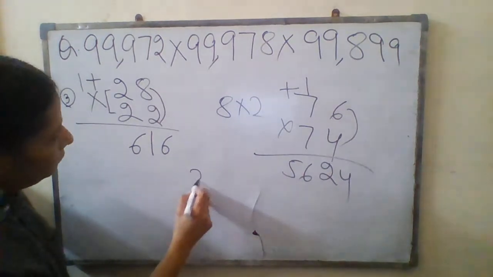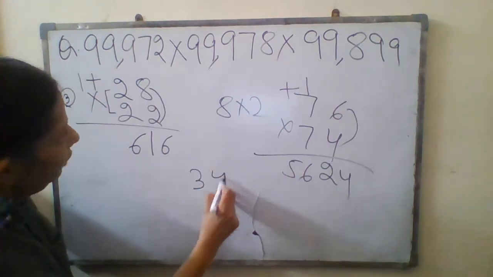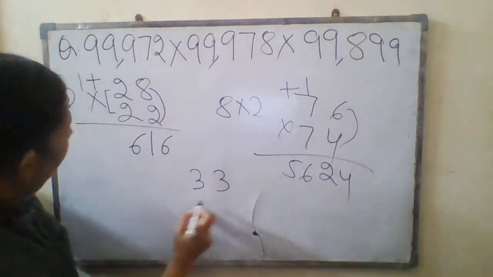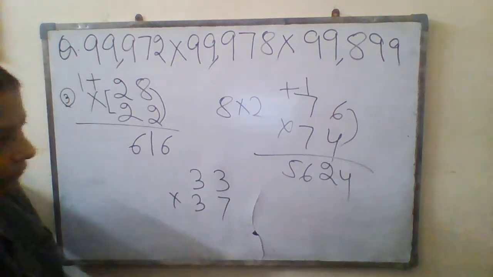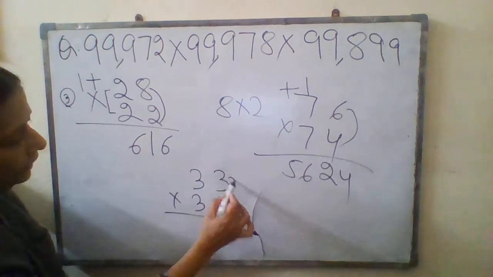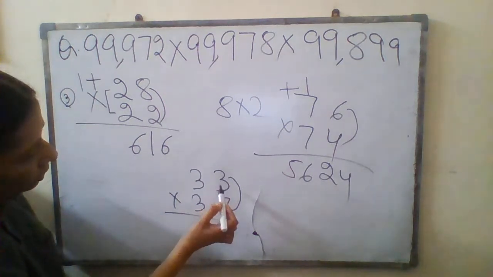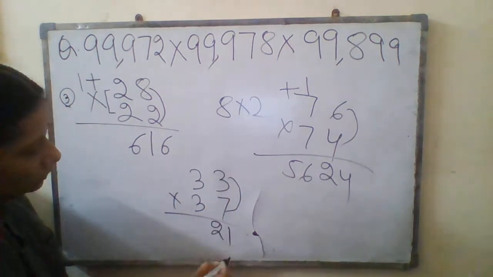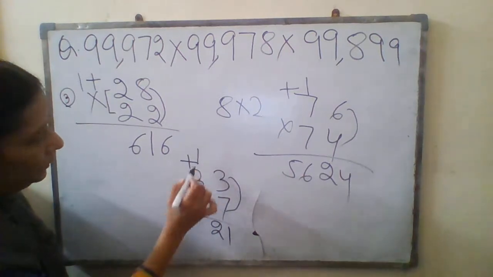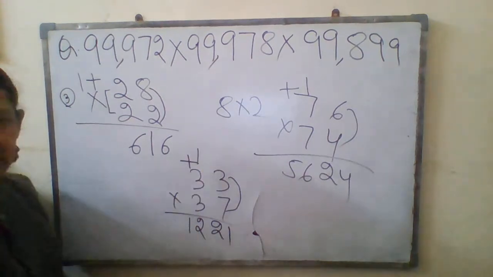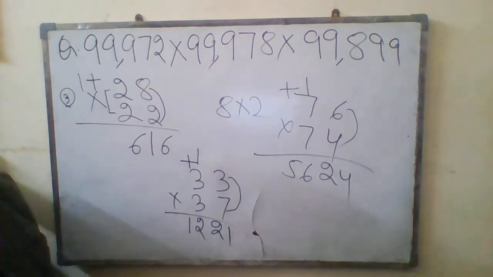If I tell you 34 multiplied by 36, in this question also the sum of the last two numbers is 10. So you will put a semicircle like this. Now 6 4s is 24. Then what will you do? 3 plus 1 will be 4, and 4 3s is 12. So the trick works like this. Now I have told you how this trick works. You can try some other questions also.